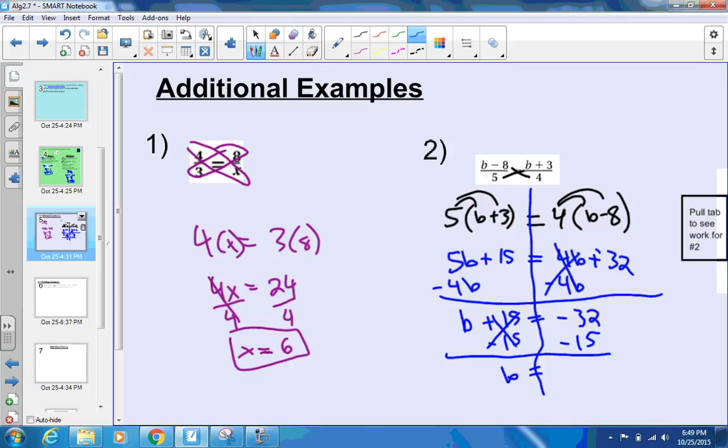And we can do negative 32 minus 15. They're both negatives, so it's going to be a bigger negative. That'll be negative 47. All right.